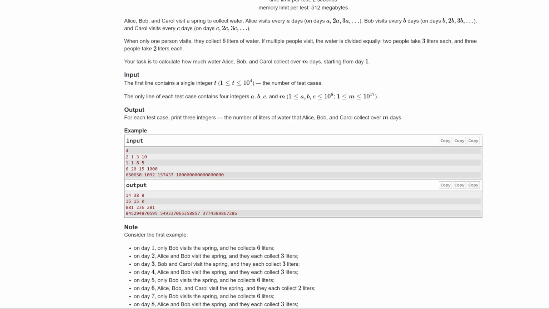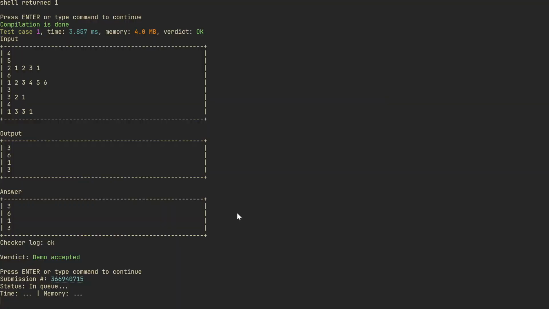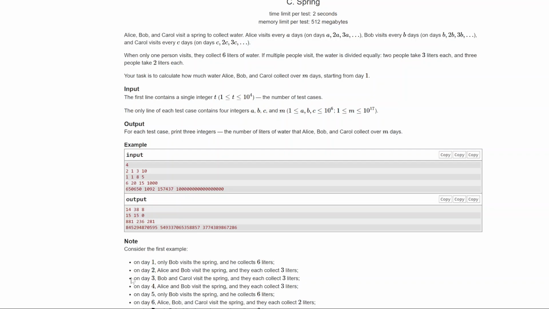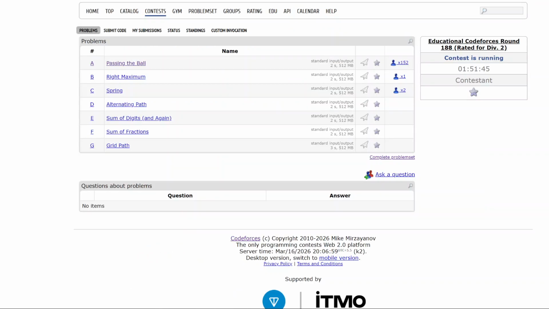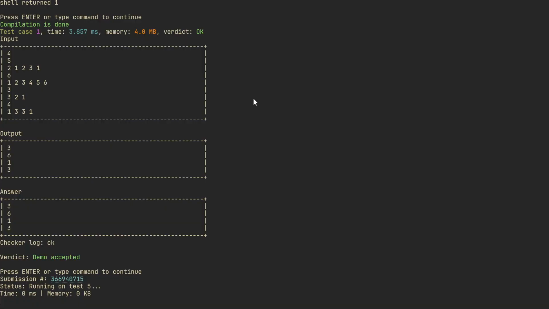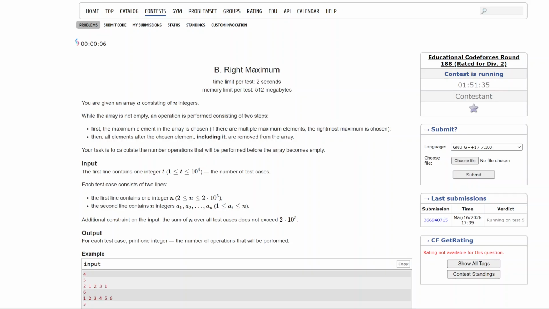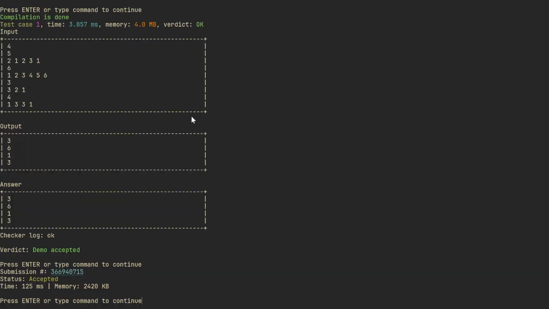Why is it taking so much time? Okay, it's running on the test case file. It will get submitted, I think. Yeah. Accepted. Okay, so let's move on to C.